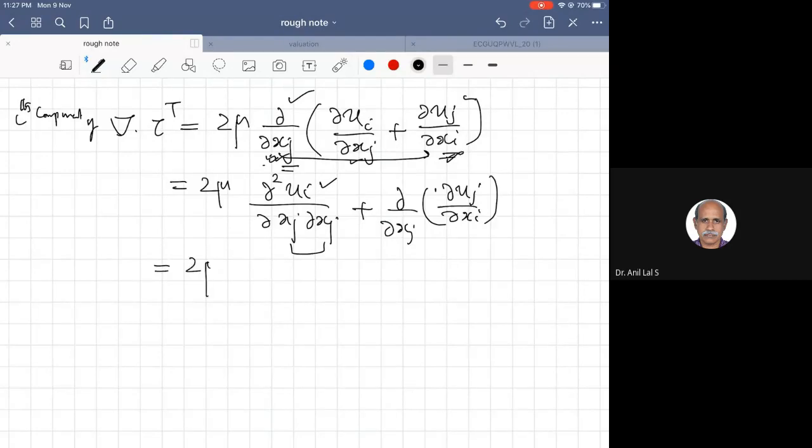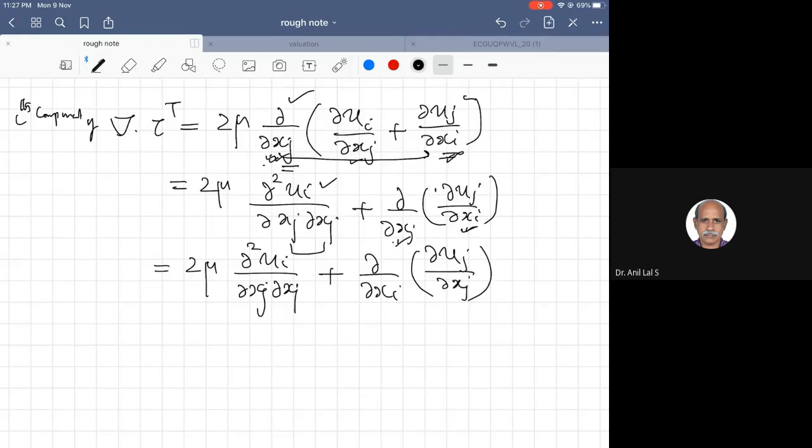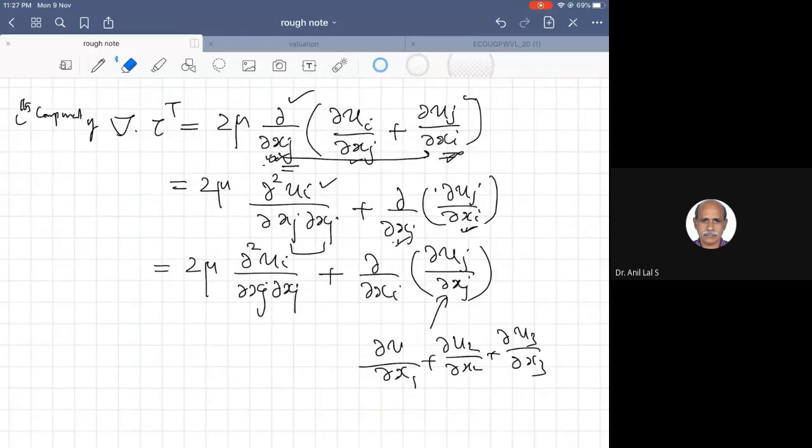So this is again 2 mu into ∂²ui/∂xj, plus actually this is xj outer and xi inner. The derivative is with respect to xi and the outer derivative is with respect to xj, so that can be interchanged. We can write ∂/∂xi of ∂uj/∂xj. So this is actually ∂u1/∂x1 plus ∂u2/∂x2 plus ∂u3/∂x3.